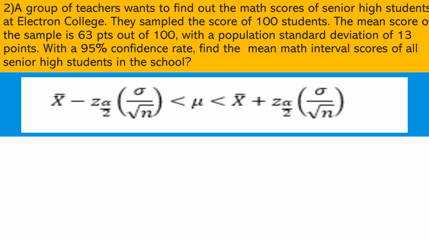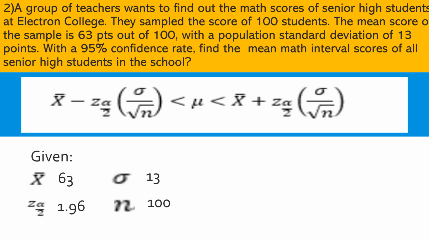So we have the formula notation and then list down all the given data. The first data is the sample mean. What is the sample mean? Sample mean is 63, and then the sigma or the standard deviation is equal to 13. And then since the confidence rate is 95%, then we can get the value of 1.96 from our table, and then n is equal to 100.